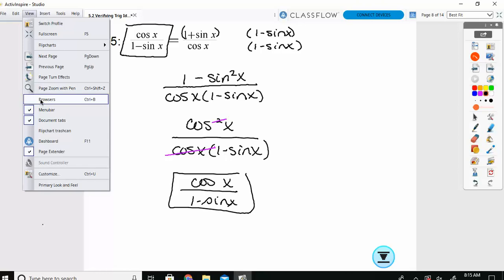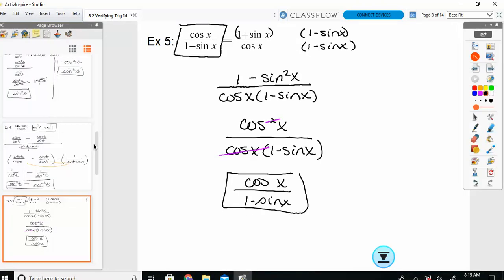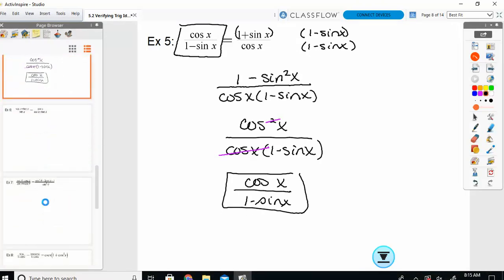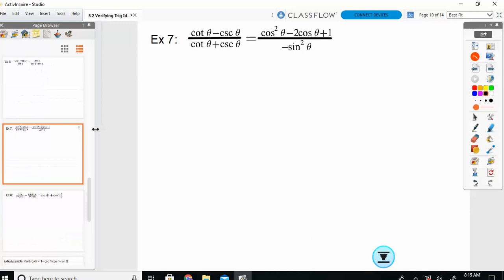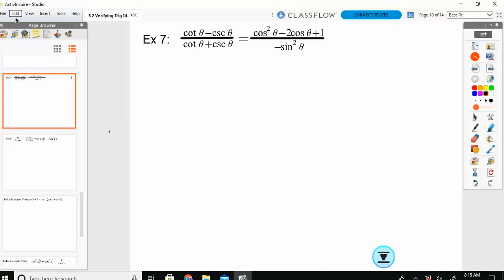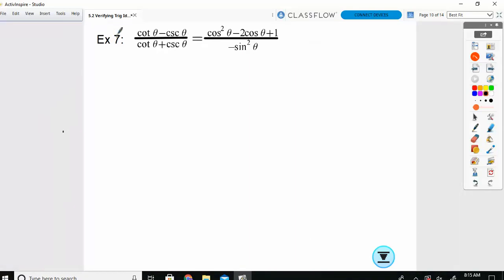I'm going to do a few more. I think I'm actually going to skip my next example. I won't do this one. So this is our example 6.